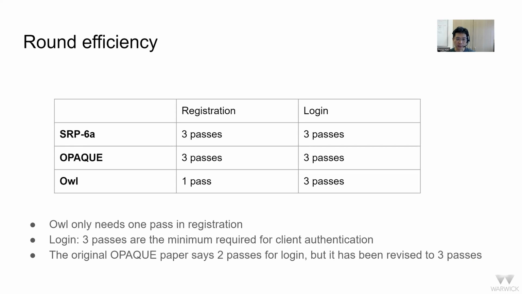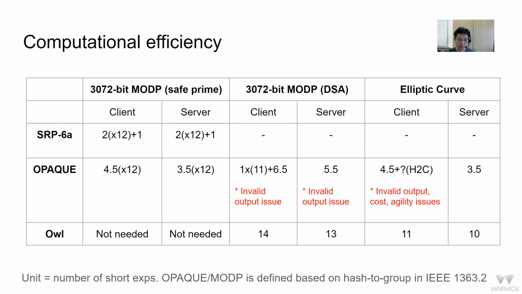I want to highlight that in the original OPAC paper in 2018, the paper described the protocol as 2 pass for the login, but that is not correct because that will expose the protocol to an undetectable online dictionary attack. The latest version of the OPAC paper has been updated, and the updated version requires 3 passes. So in terms of round efficiency for the login, this is the same for all 3 protocols.